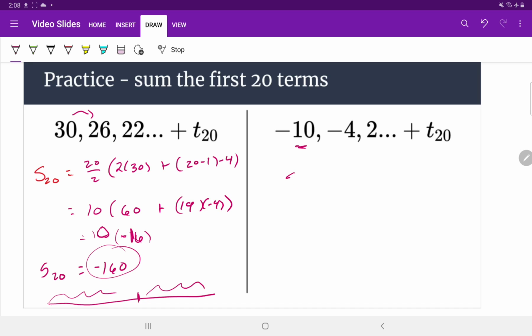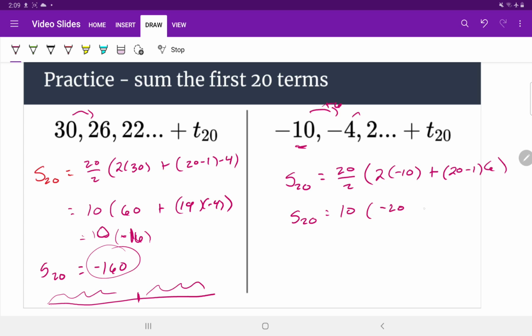So I'm going to sum to the first 20. That's going to be equal to 20 over 2, and then 2 times -10 plus 20 minus 1. My common difference here is a +6, I believe. Yep, so 6. So the sum of the first 20 is going to be equal to 10 times -20 plus 19 times 6.